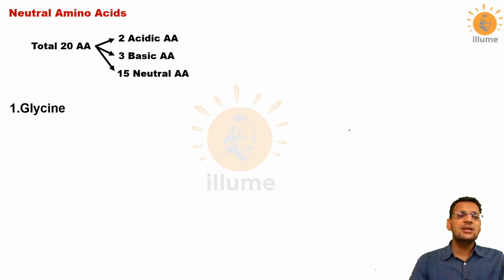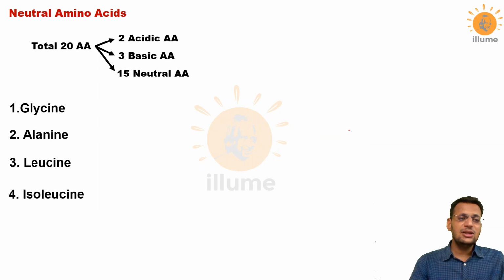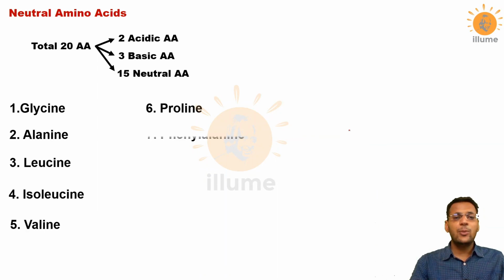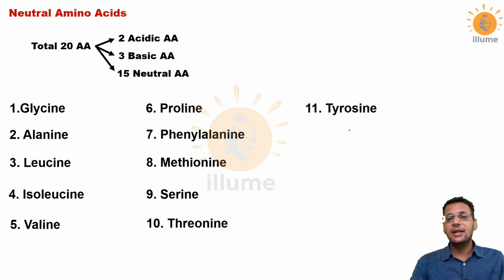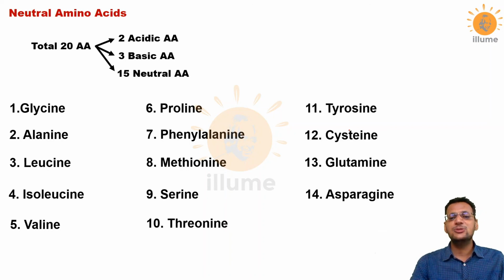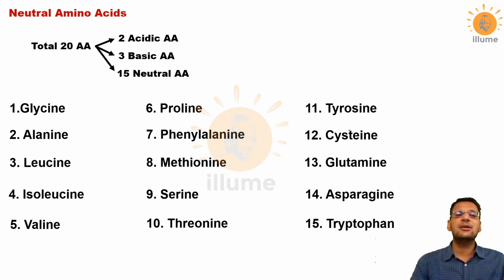But I'll tell you the names: glycine, alanine, leucine, isoleucine, valine, proline, phenylalanine, methionine, serine, threonine, tyrosine, cysteine, glutamine, asparagine, and tryptophan. All these amino acids are neutral amino acids. These are 15 in number, and you don't need to learn these examples. Just learn the examples of acidic and basic, and the remaining ones belong to the neutral amino acid group.